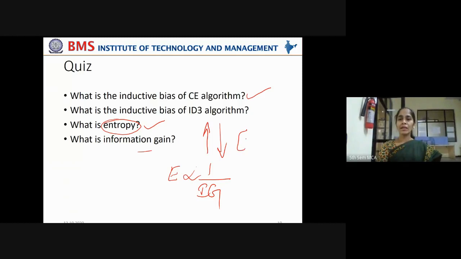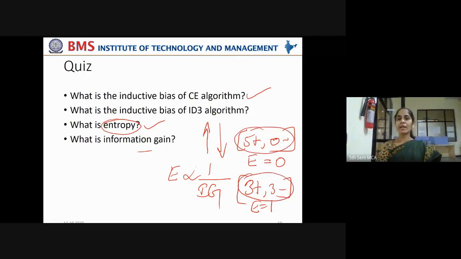If you have only all positive training examples for that branch and no negative examples, in that case we say entropy is zero. But if you have 3 positive examples and 3 negative examples, 50-50, in that case we say entropy is 1 because there is impurity in the classification. Here there is purity in the classification provided by the attribute, right? That is how entropy and information gain should be used in order to construct the decision trees by considering optimal split points. Okay?